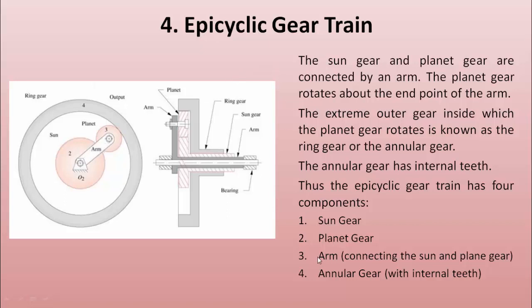So an epicyclic gear train has 4 main things. Each epicyclic gear train generally has all these 4 things. These are the sun gear, which rotates at the center, and the planet gears, which revolve around the sun gear. There is an arm which connects the sun gear to the planet gear, and there is an annular gear. An annular gear has internal teeth. All the others have external teeth, whereas the annular gear has internal teeth.